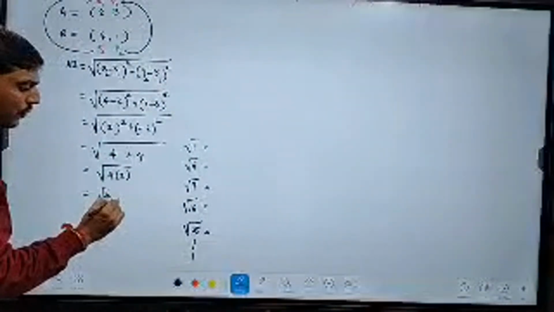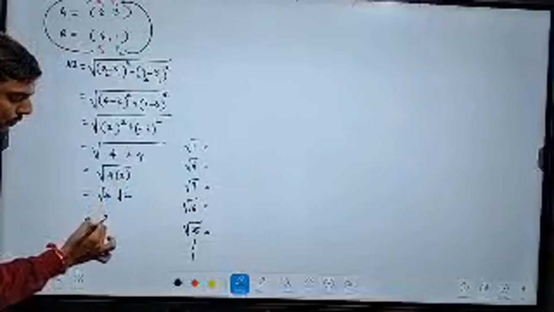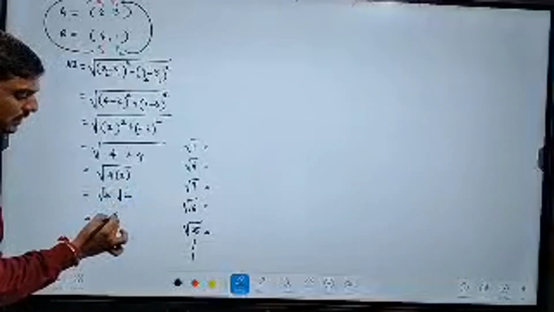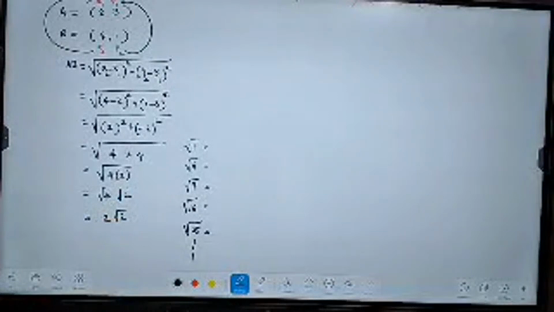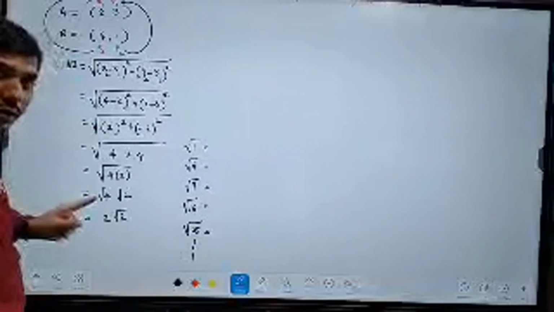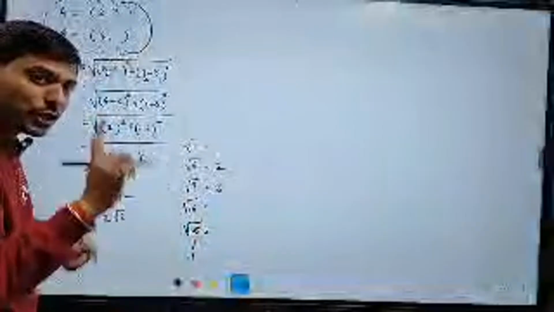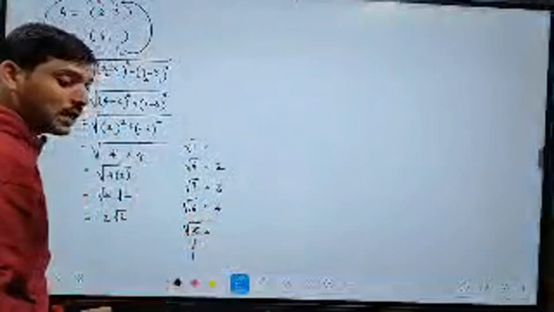Now listen. Root 4 can be written as 2. Root 2 cannot be changed. Do you understand, students? The perfect square. 4 is a perfect square. Root 4 value is 2. Root 9 value is 3. 3 threes, you write 3 only one time. 16 is 4 fours, 4 fours, you write 4 only one time.